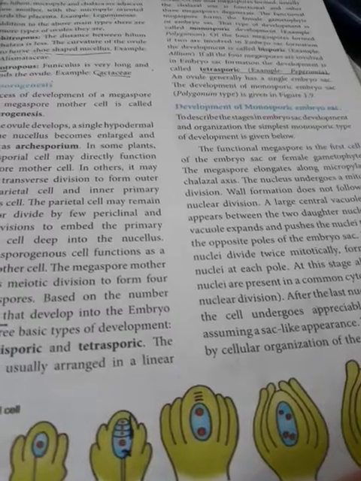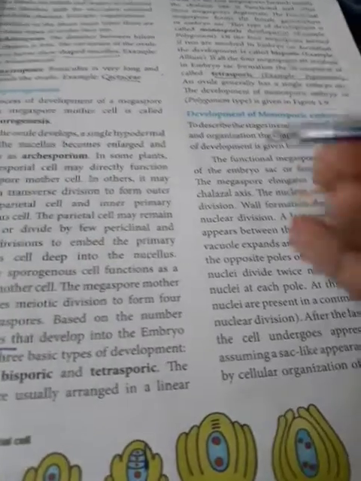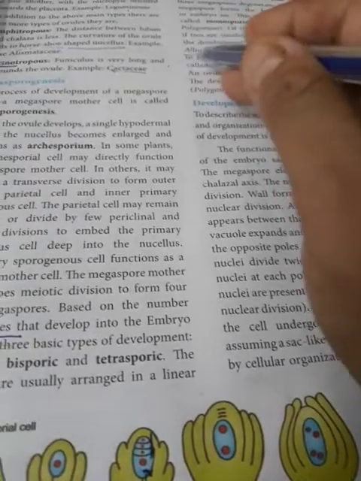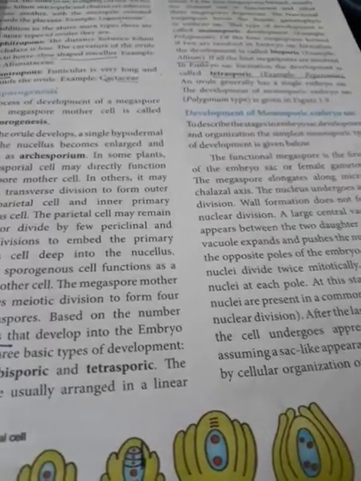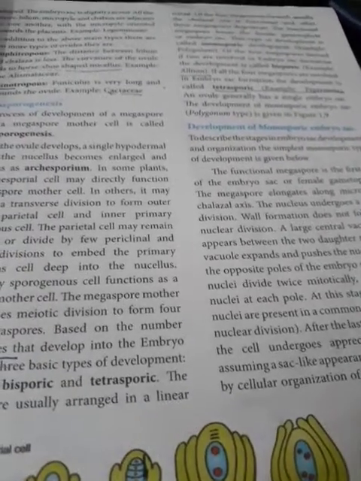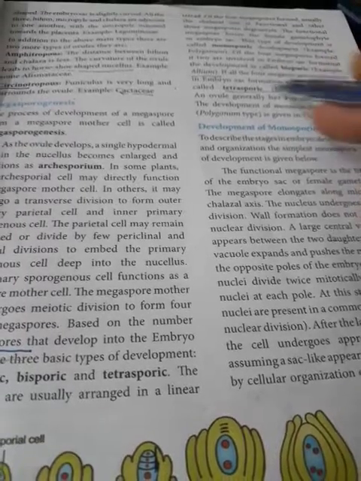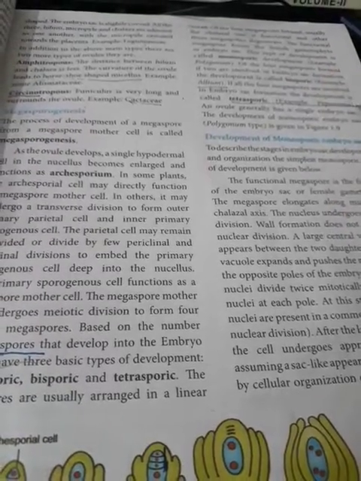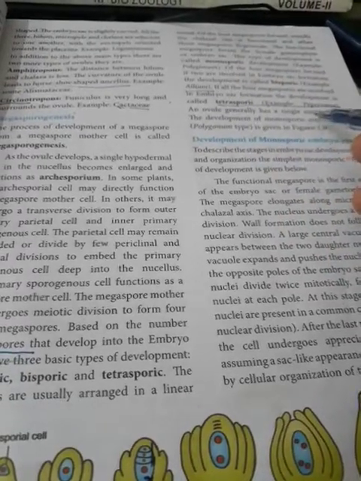Of the 4 megaspores formed, if 2 are involved in embryo sac formation, it is called bisporic. We can see this in Allium. Allium, in the family, that is onion and garlic, these are members of the Allium genus. If all 4 megaspores are involved in embryo sac formation, it is called tetrasporic, where you can see Peperomia. An ovule generally has a single embryo sac.